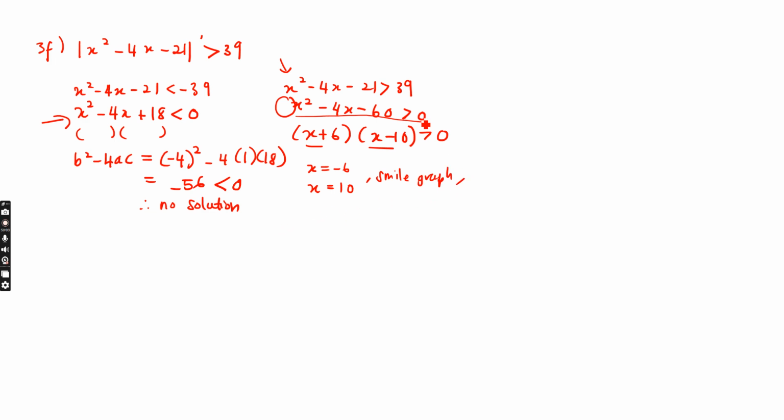And then the sign is here greater than, right? So you know already that this is a smile graph, you could draw the smile graph. And then the sign is greater than, so shade outside. And then we have roots, which are negative 6 and 10. You put negative 6 here, you put 10 here.